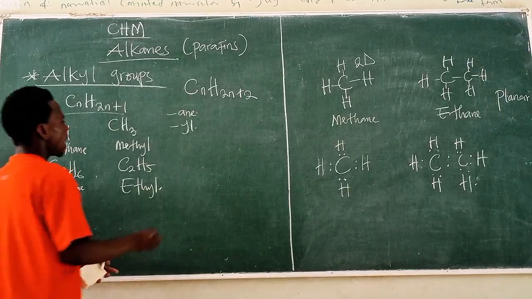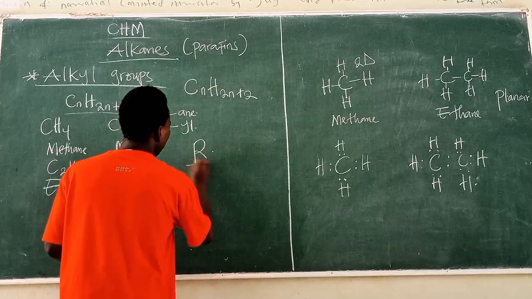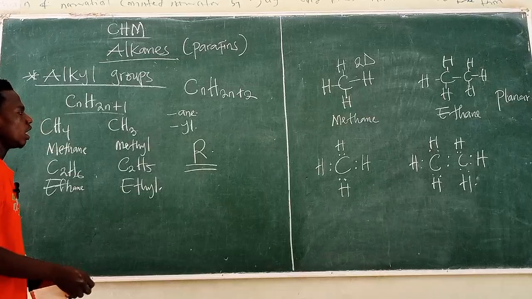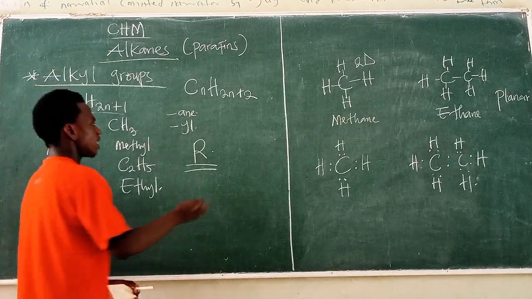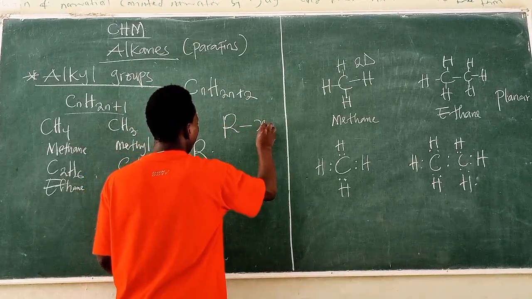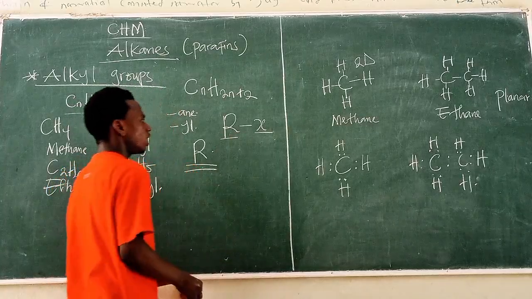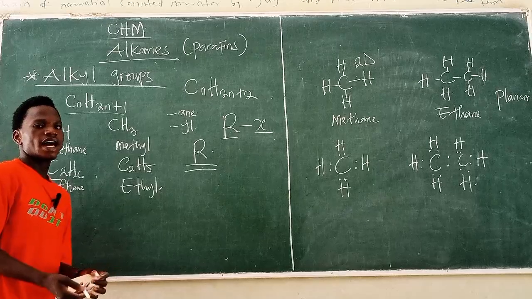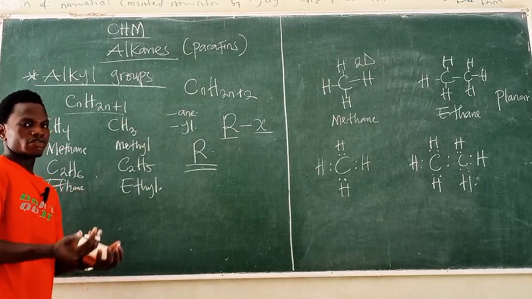All alkyls are represented with a capital letter R. Now, in your study of organic chemistry, let's say for instance, you come across something like this, R linking to X. X here indicates the halogen, while R here indicates the alkyl group. So the alkyl group can be a methyl, an ethyl, a propyl, a butyl, and the rest.